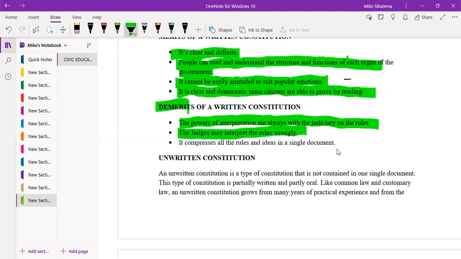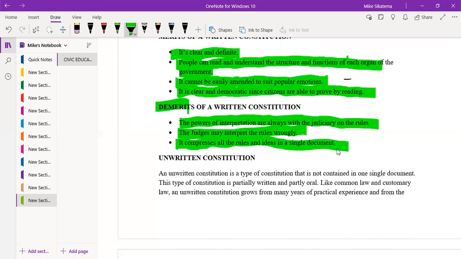Another thing is that a constitution has to have certain segments, like a segment on human rights, which could be interpreted within another volume on its own, just human rights, children's rights. However, it encompasses everything, it crams up everything. It compresses all the rules and ideas within a single document, which becomes a little bit unfavorable.